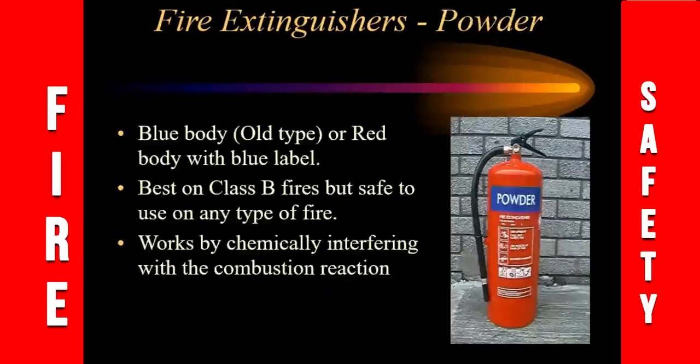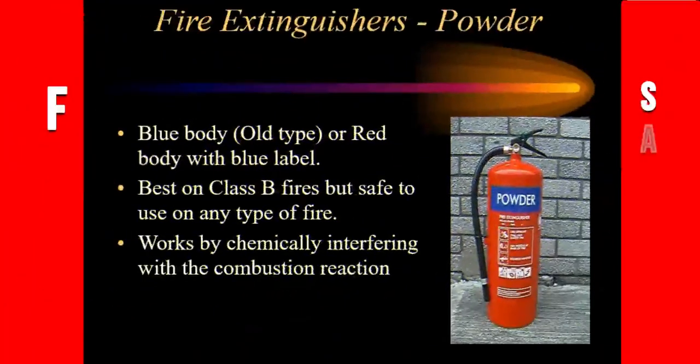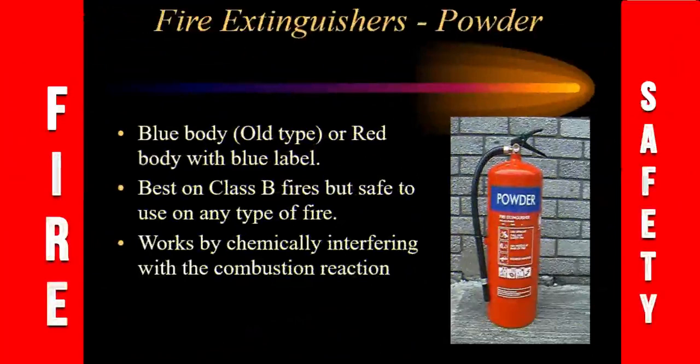Fire extinguisher dry chemical or powder type: blue body, old type, or red body with blue label. This is the new shape. Best on Class B fires, but safe to use on any type of fire. Works by chemically interfering with the combustion reaction.